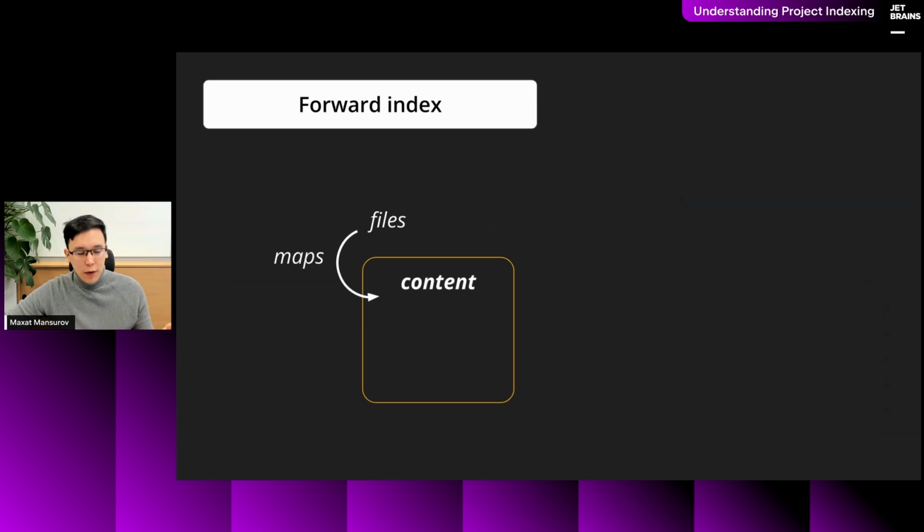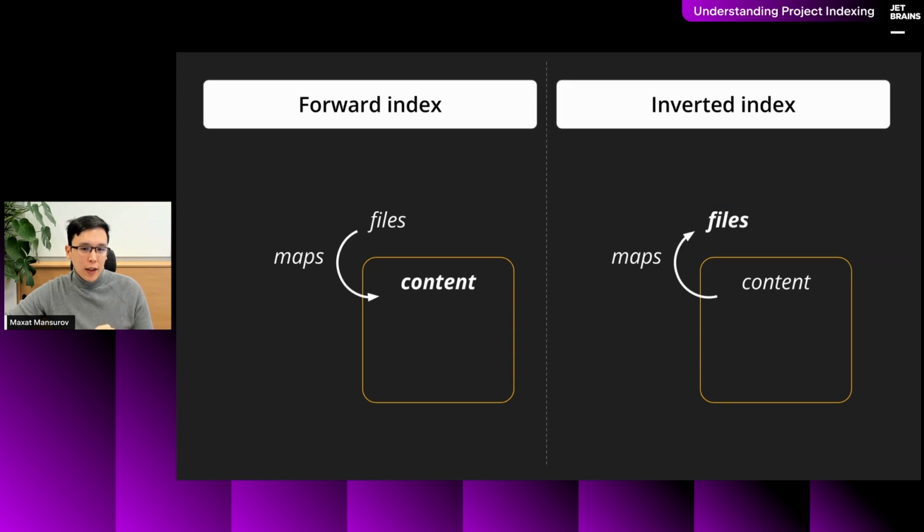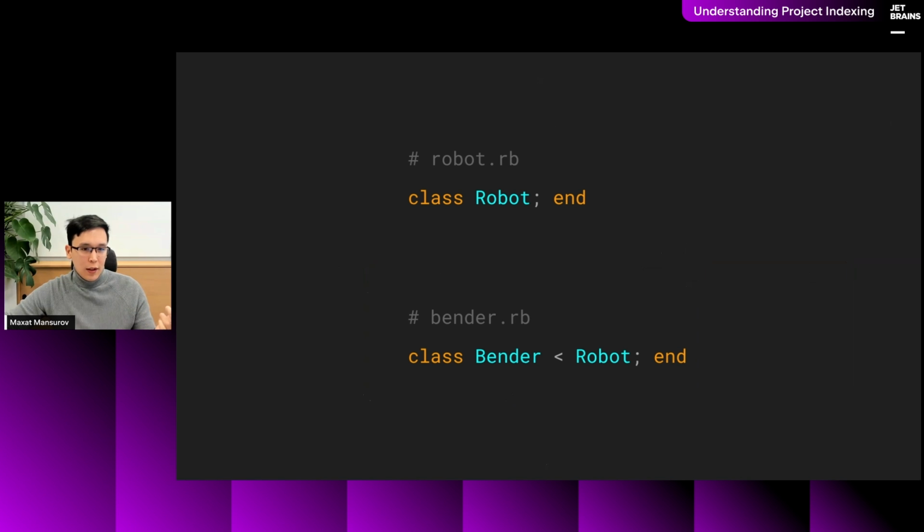There are a lot of types of indexes, but in RubyMine we primarily use two types: a forward index, which maps files to their content. And also we have an inverted index, which is basically an inverse of a forward index, and it maps the content to the files. So let's see it on an example.